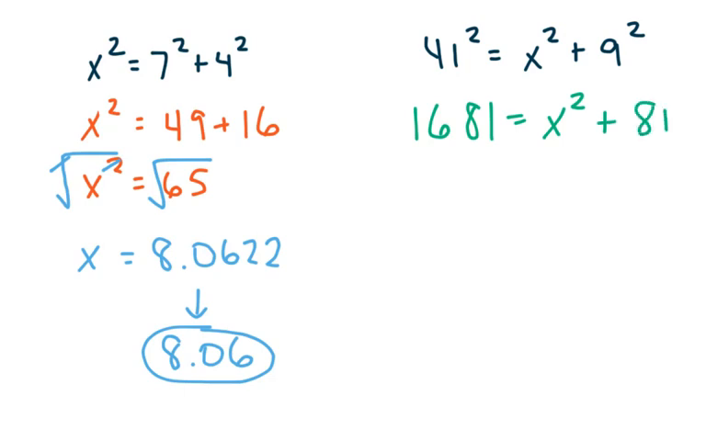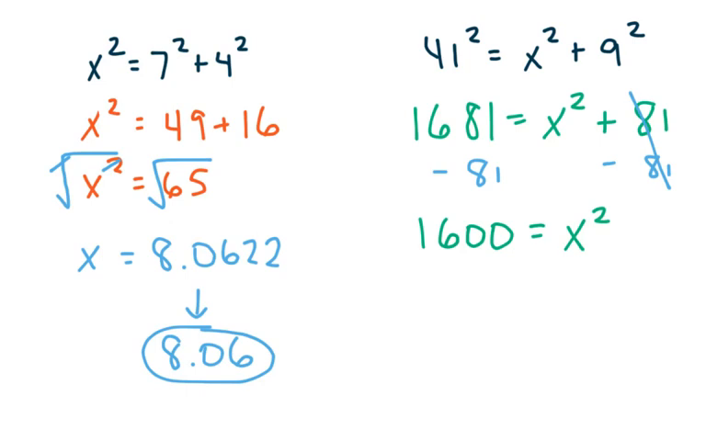At this point, I need to get that variable by itself, so I need to get that 81 to go away. So I'm going to subtract 81 from the right-hand side, making those cancel. And if I subtract 81 from the right-hand side, I also need to subtract 81 from the left-hand side. At this point, I'll have 1,600 equals x squared.